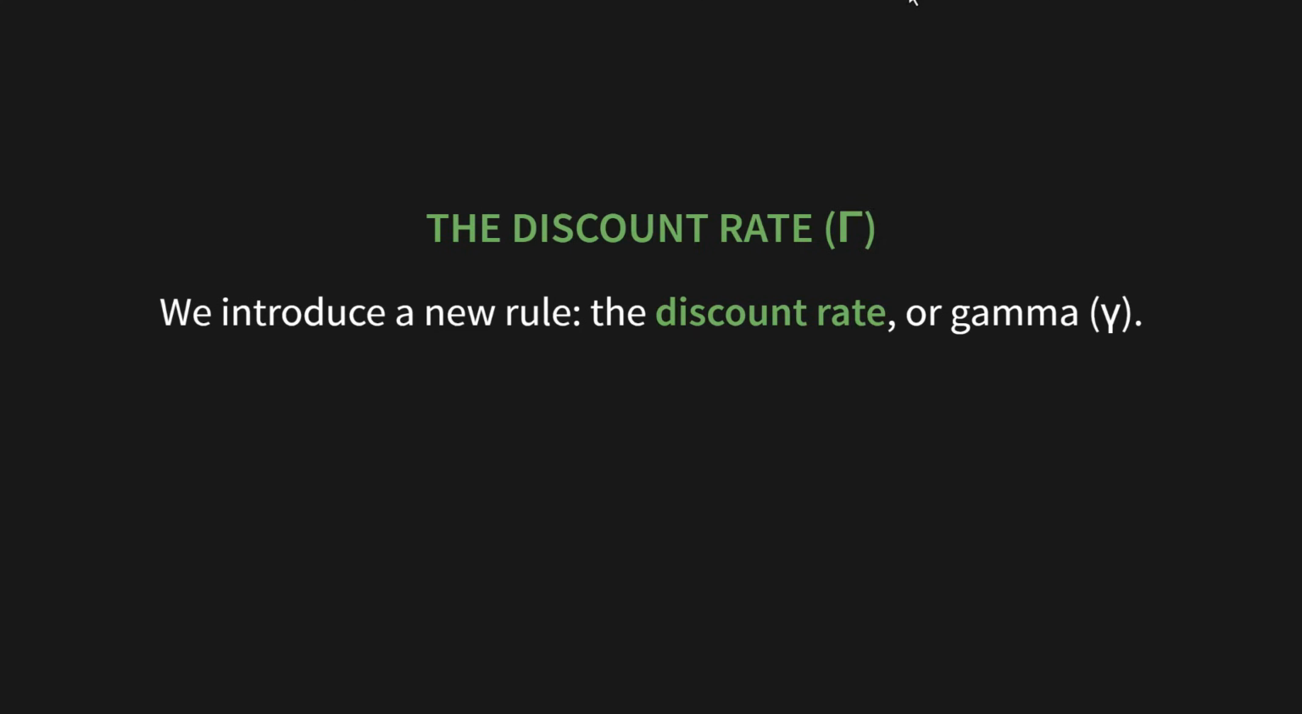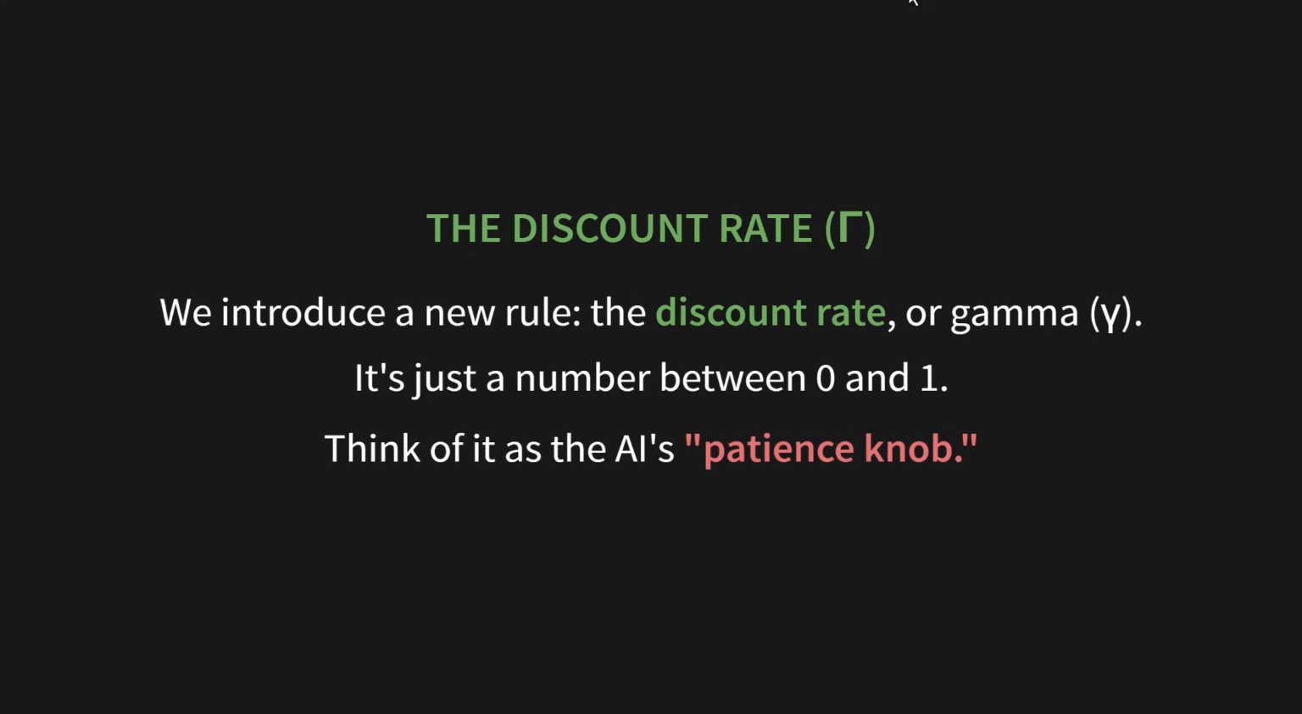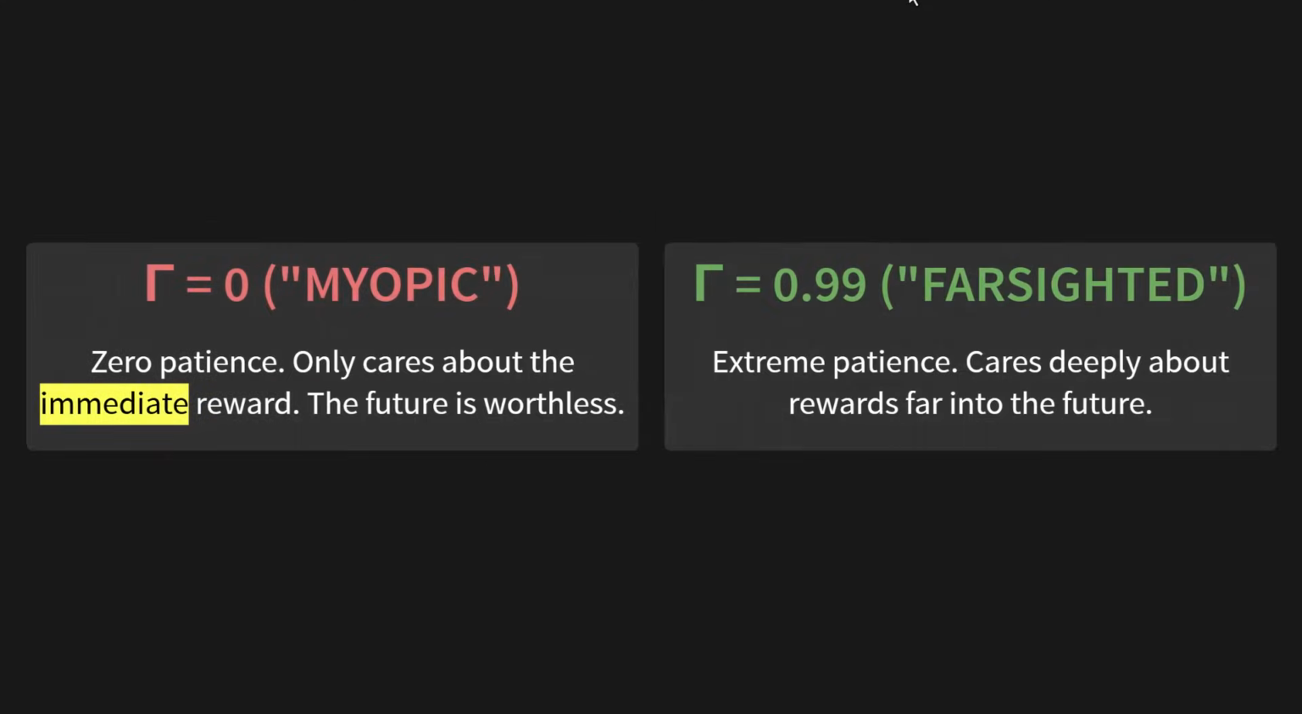Gamma is just a number between 0 and 1. Think of it as the AI's patience knob. If gamma is 0, the agent is completely myopic. It has zero patience. It only cares about the immediate reward right in front of its face. The future is worthless. But if gamma is close to 1, like 0.99, the agent is extremely farsighted. It cares deeply about rewards far into the future. It's willing to suffer now for a big payoff later.